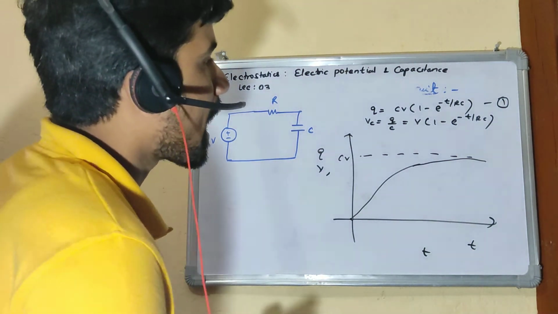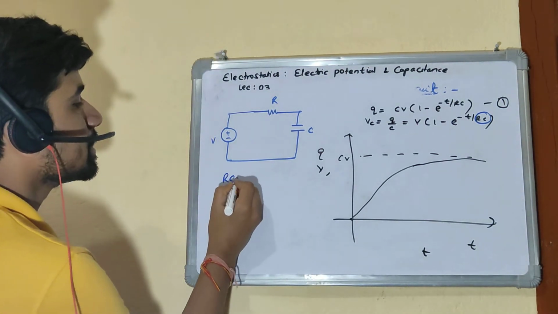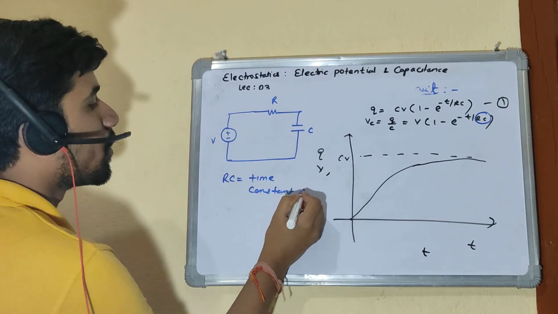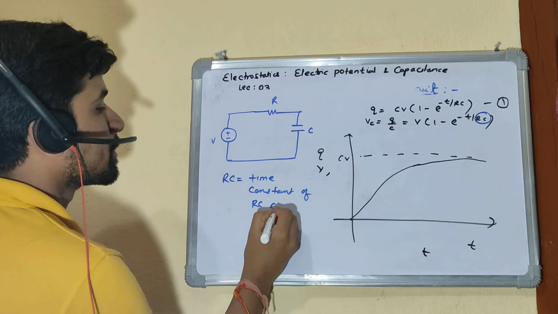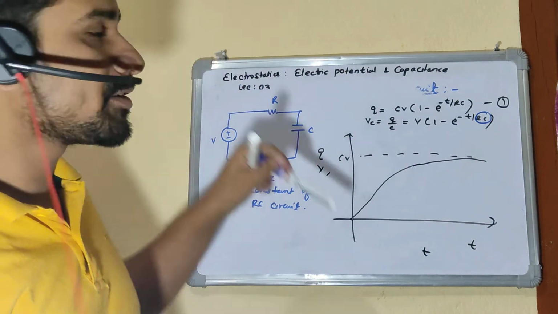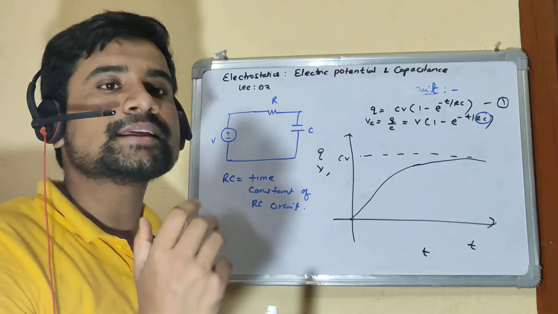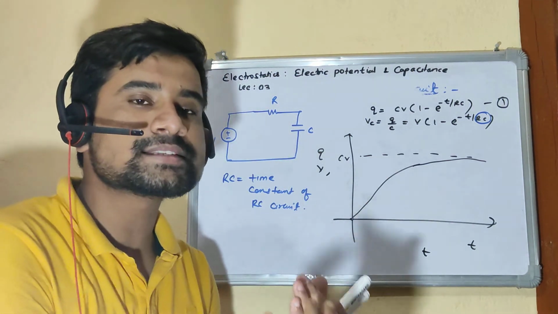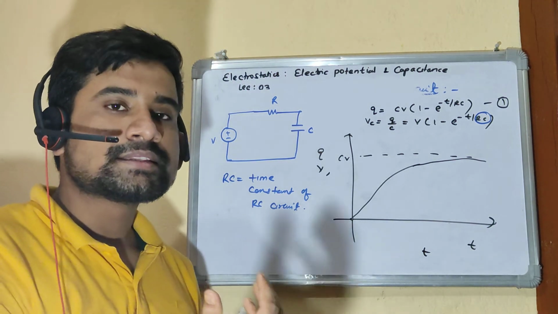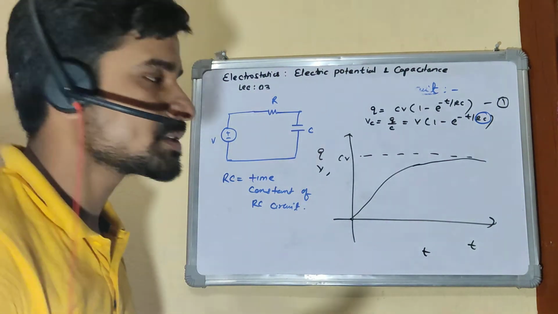There is a parameter called R into C, right? This parameter RC is called the time constant of the RC circuit, which is the value of resistance multiplied by the value of capacitance. And this basically tells me the rate at which an RC circuit is charging or discharging, right? If I have a high time constant, the charging will be slower, and if it is lower, it will be vice versa.